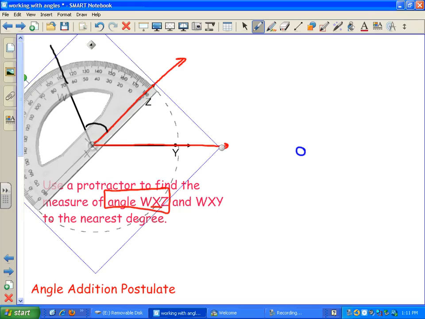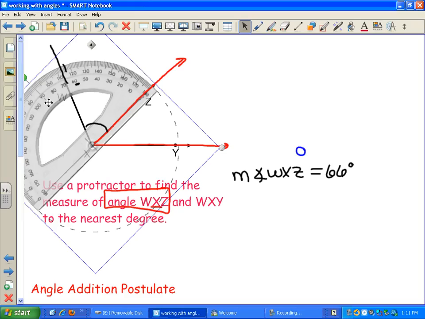So I'm going to measure it off. I'm going to use the bottom numbers, and the reason why is because this angle is obviously an acute angle, so it's going to be less than 90 degrees. Knowing that, here's where 60 is. Here's 65. I'm going to say it's about 66 degrees. So the measure of angle WXZ equals 66 degrees.